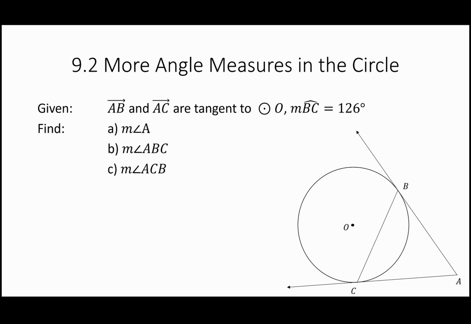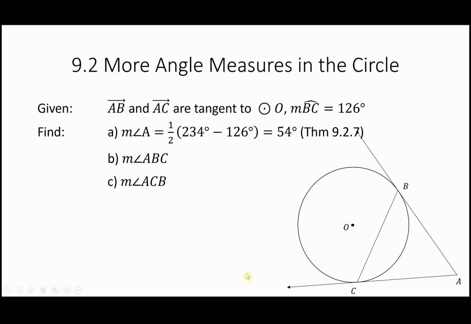Okay. So these rays, AB and AC, are tangent to circle O, and the measure of arc BC, so that's from here to here, is 126 degrees. And that's all we need, believe it or not, to find the measure of angle A, the measure of angle ABC, and the measure of angle ACB. Let's start with the measure of angle A.